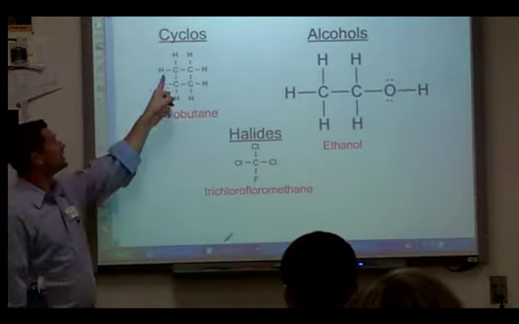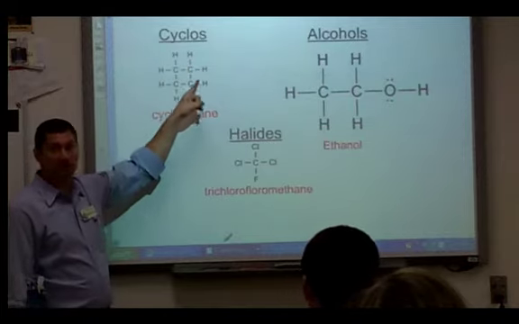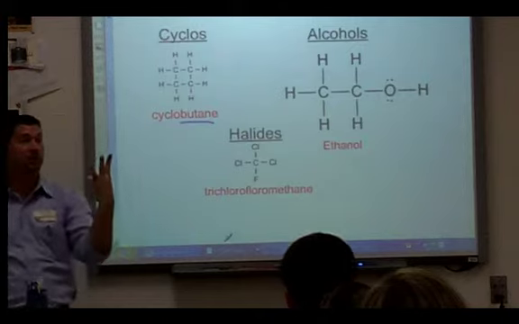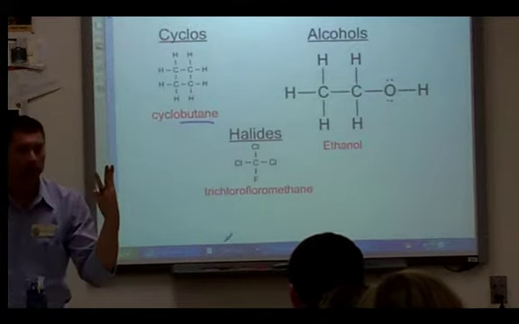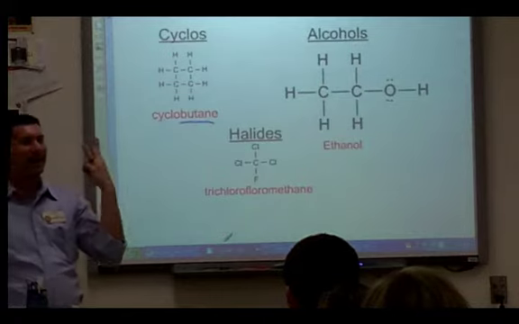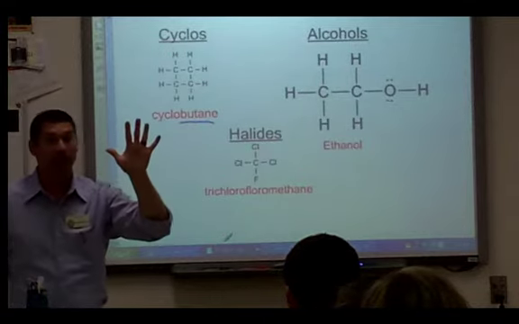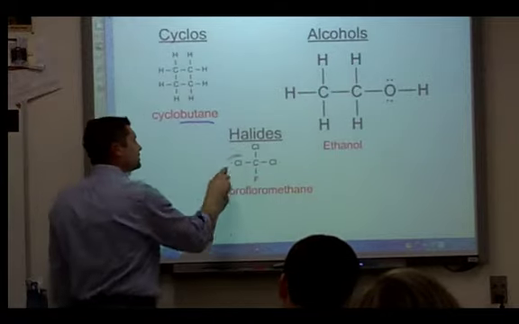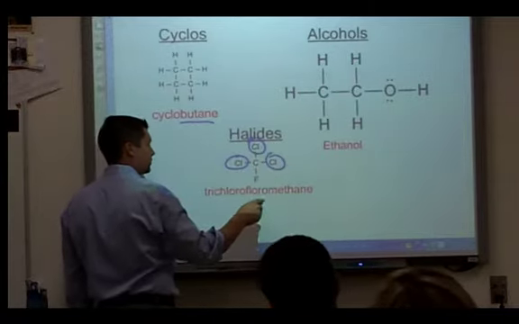Cyclos. Remember, if they're in a continuous cycle, we call them cyclos. So 4 of them is going to be called cyclobutane. 3 of them would be called cyclopropane. There's no such thing as cycloethane. How about cyclo 5? Pentane. Okay. You can add halogens to them.